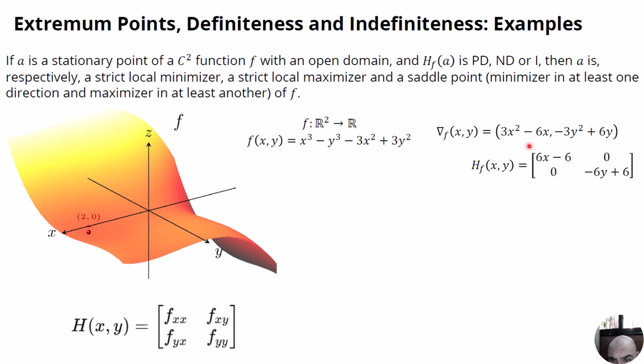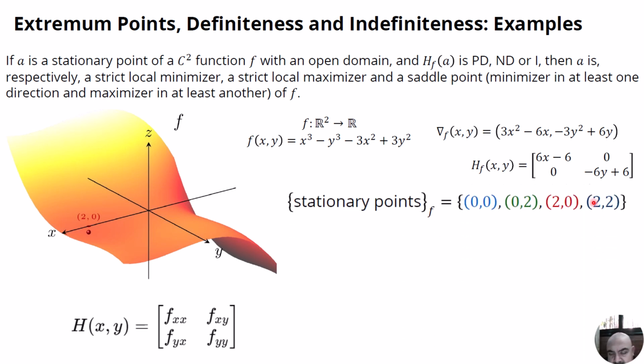Differentiating with respect to x, it will develop 6x minus 6. And differentiating the first line with respect to y, we don't have y, so it's going to be equal to 0. For the second function, differentiating with respect to x, it contains no x, so it's 0. The second partial derivative with respect to y will develop minus 6y plus 6, as you can see. Now I will use the stationary points 0,0; 0,2; 2,0; and 2,2. Let's pick first 0,2 and 2,0 and start substituting.